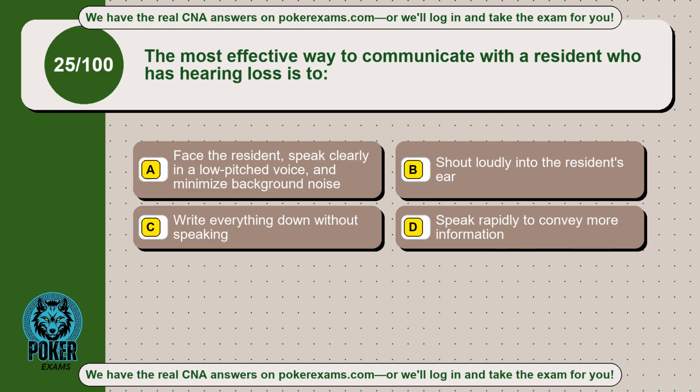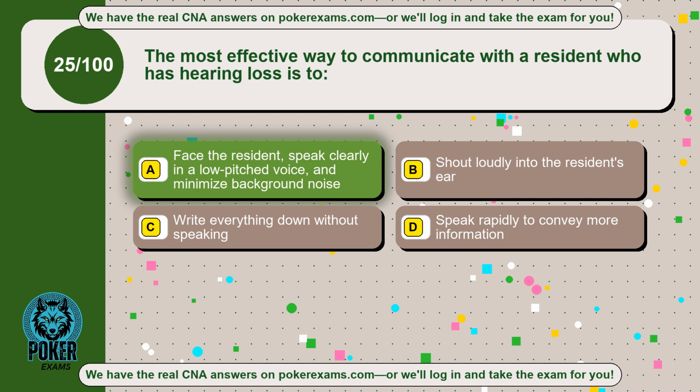Question 25. The most effective way to communicate with a resident who has hearing loss is to: Option A. Face the resident, speak clearly in a low-pitched voice, and minimize background noise. Option B. Shout loudly into the resident's ear. Option C. Write everything down without speaking. Option D. Speak rapidly to convey more information. The correct answer is option A.